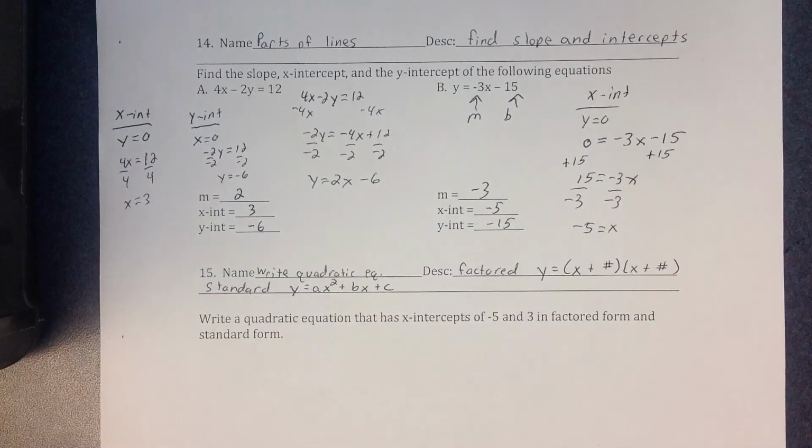So again, just trying to get you to understand what the two forms tell you and how you find that information using the two forms.